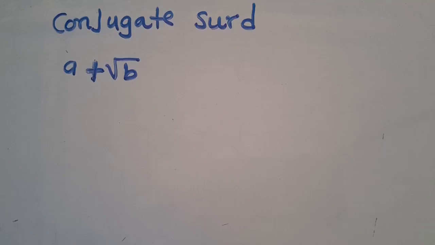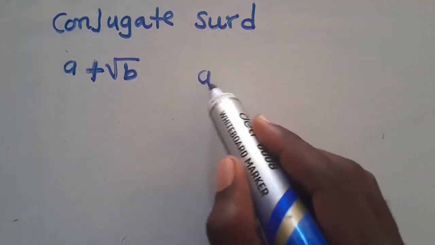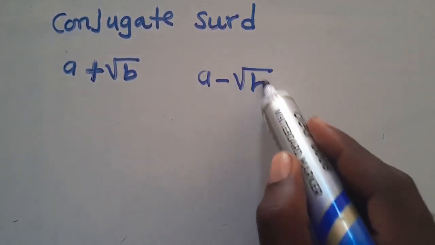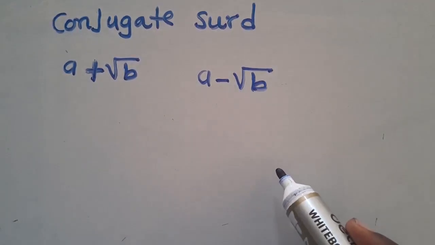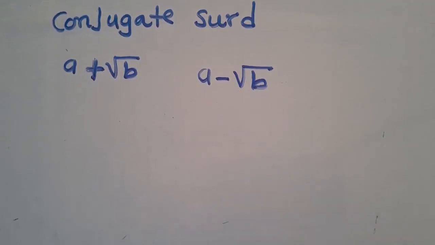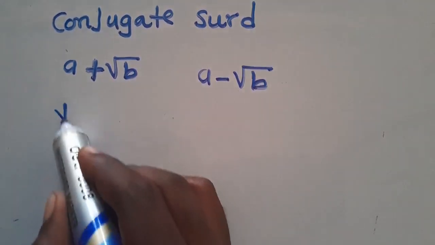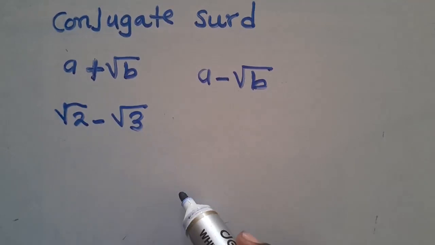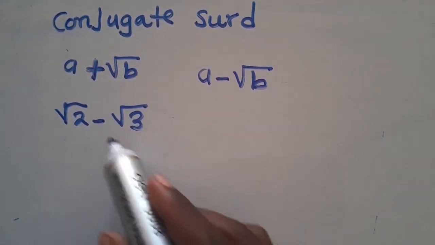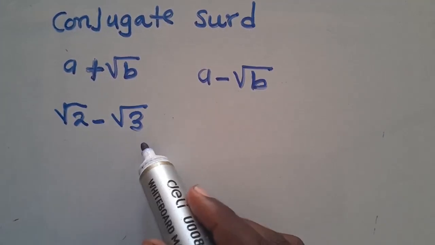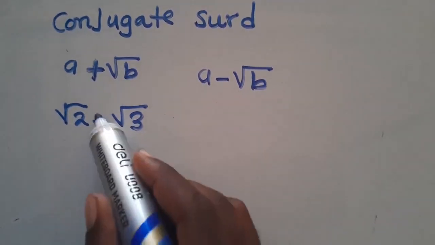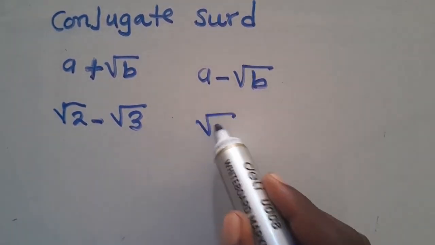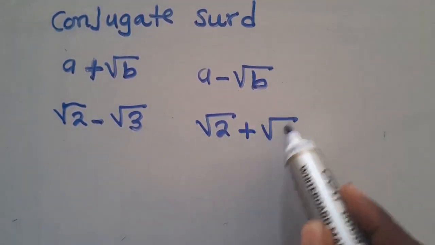So which means what we are going to have is A minus root B, like this. So just the operation is going to change. We are going to change the operation. When you've got something like root 2 minus root 3, have you seen the way it is? Meaning, when you want to find the conjugate of this, the operation changes the sign there. So we just have root 2 plus root 3.